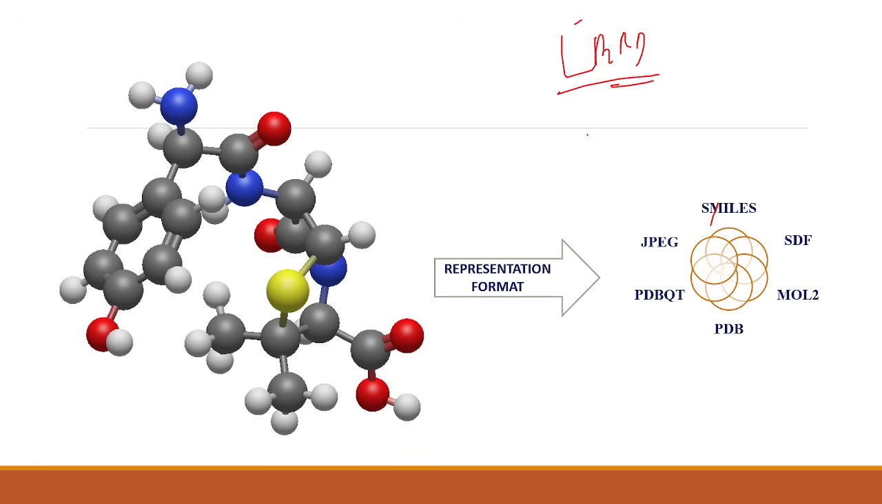These are the formats in which we can save our ligand molecule after preparing. The first one is a photographic format. You can see this is a JPEG format which I have given here also. Then the PDBQT format is there, the PDB protein data bank format is there, Mol2 files are there, SDF format is there, and the simplest SMILES representation is there. So these are the formats in which our ligand molecule can be stored. Okay.